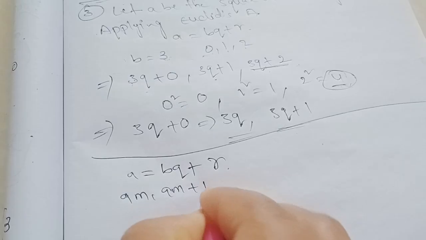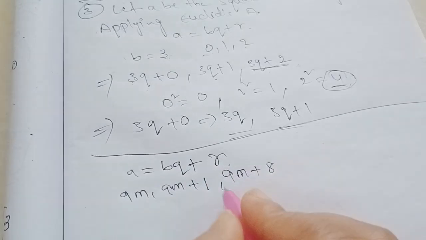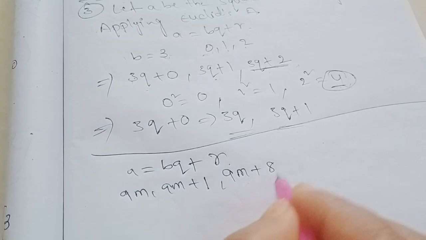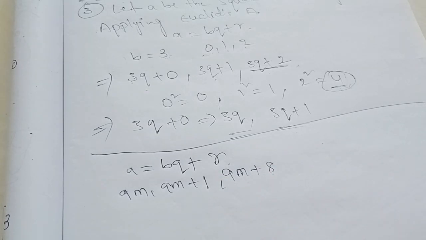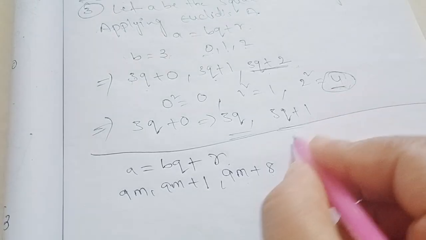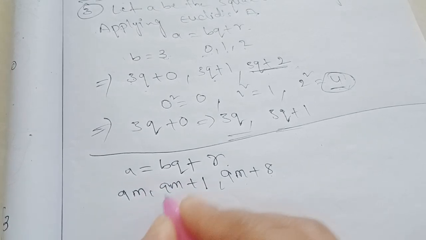9m plus 1 and 9m plus 8. m means quotient, so this is the remainder. What is given in the question? The cube of any positive integer. Cube. So we can write positive remainders.